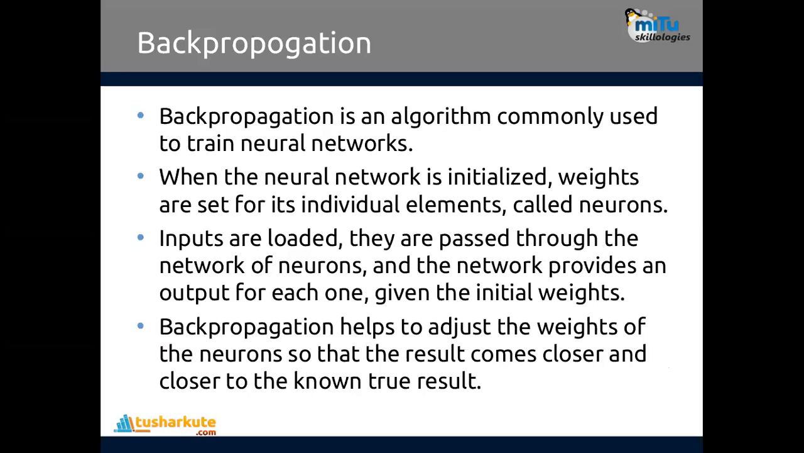So when a neural network is initialized, weights are set to the individual elements called neurons. So every individual neuron will be set with the respective weights there. Then inputs are loaded. They are passed through the network of neurons, and the network provides an output for each one given the initial weights. Okay. Backpropagation helps to adjust the weights of the neuron so that the results come closer and closer to the known true result. Okay, that is the main task, which we have again summarized in the fine tuning format, making the results more and more closer towards it.